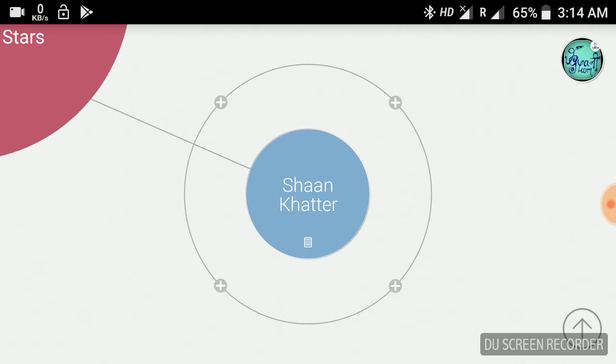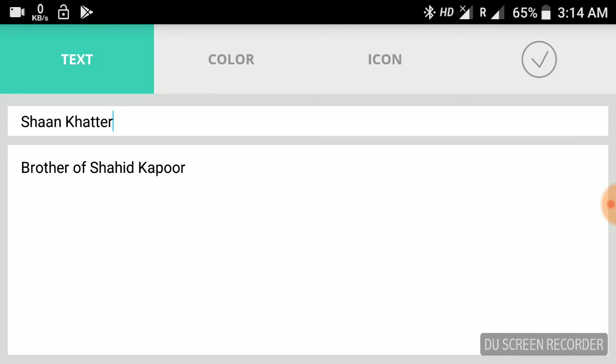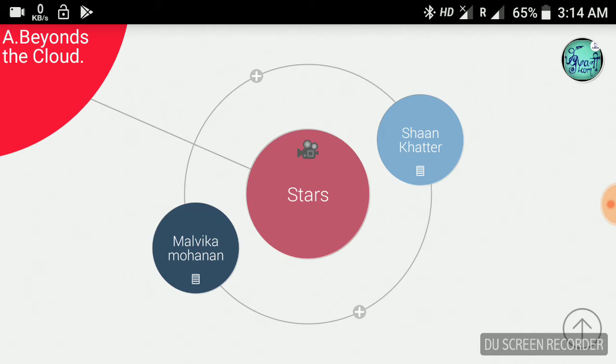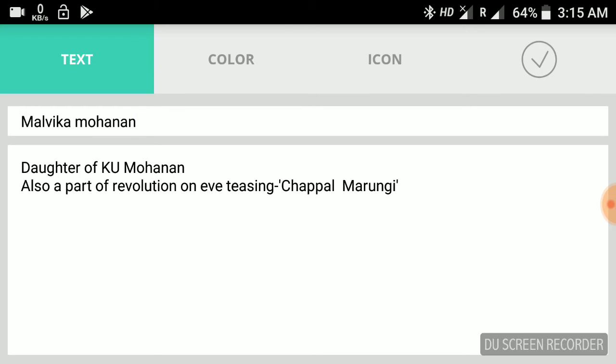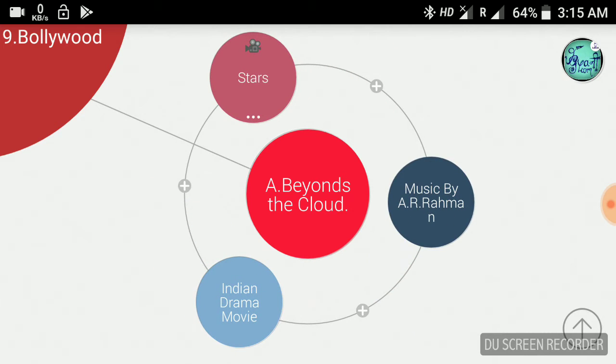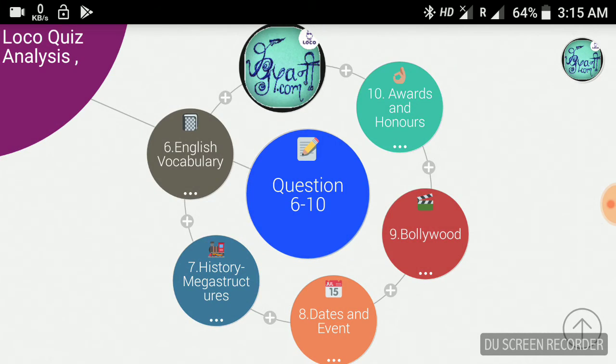I just want to show you who Ishaan Khatter is. Ishaan Khatter is none other than the brother of Shahid Kapoor. And the lead actress is Malvika Mohanan. Malvika Mohanan is the daughter of K.U. Mohanan, who is a great cinematographer in Mumbai, and she is also part of a revolution on eve teasing named Chappal Marungi. It can come in any exam: Chappal Marungi is a revolution related to which actress? Then Malvika Mohanan is the answer, and she's a beautiful actress. And the music of this movie Beyond the Clouds was given by A.R. Rahman. So this is the ninth question.